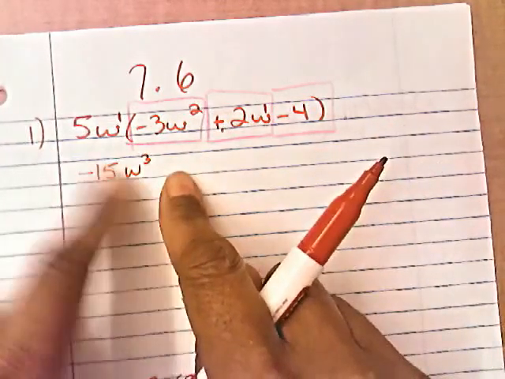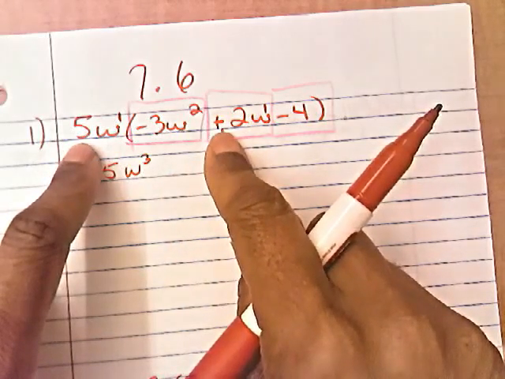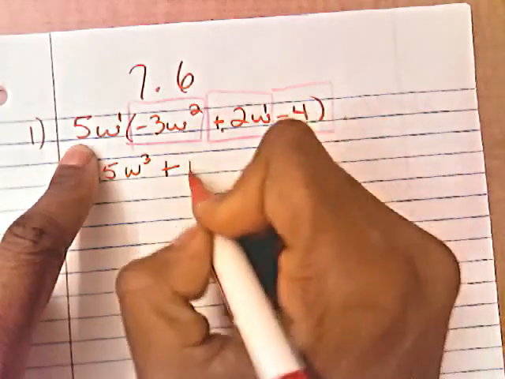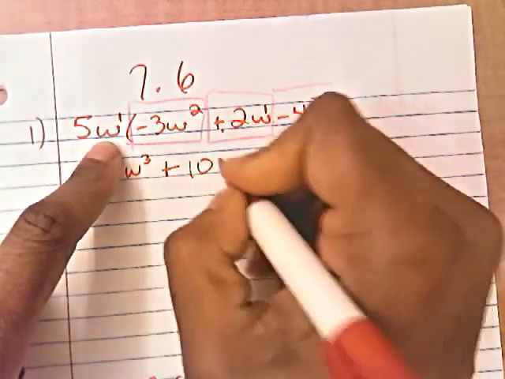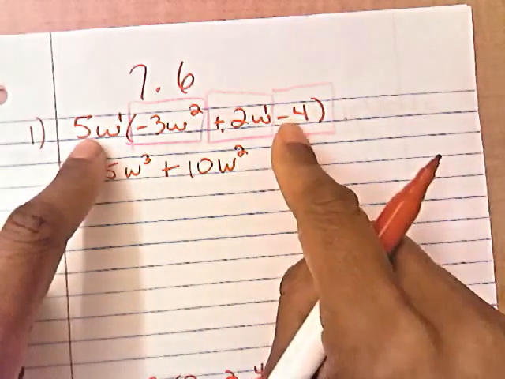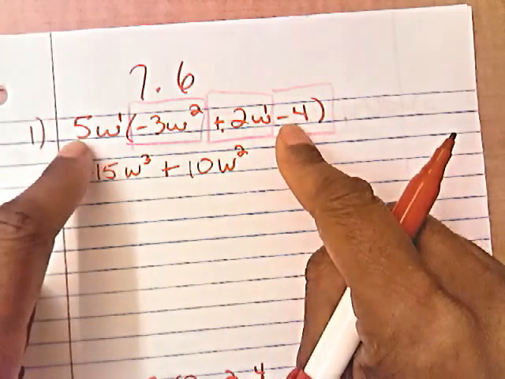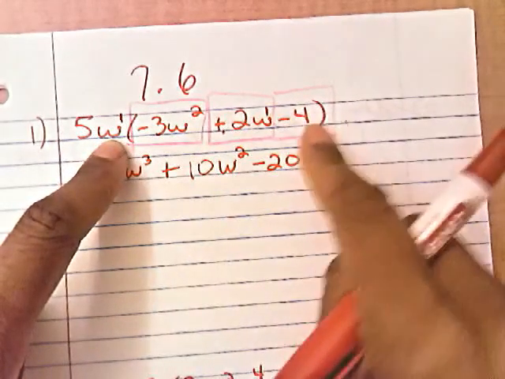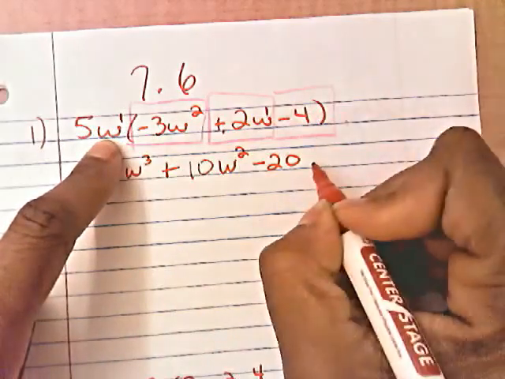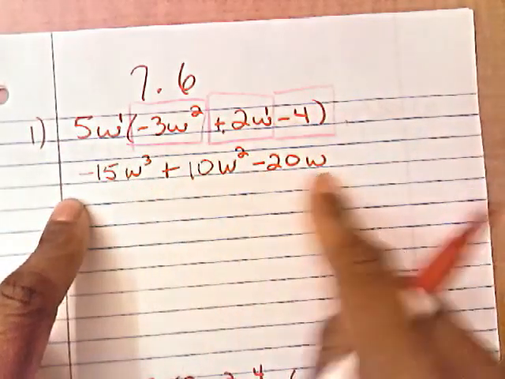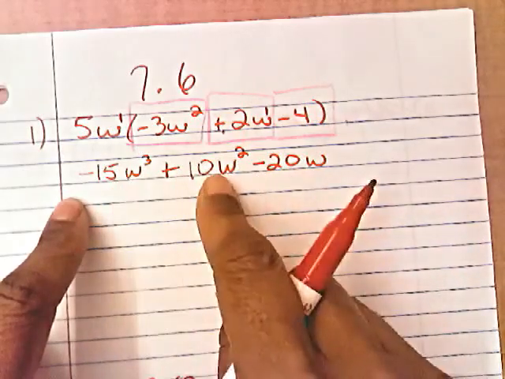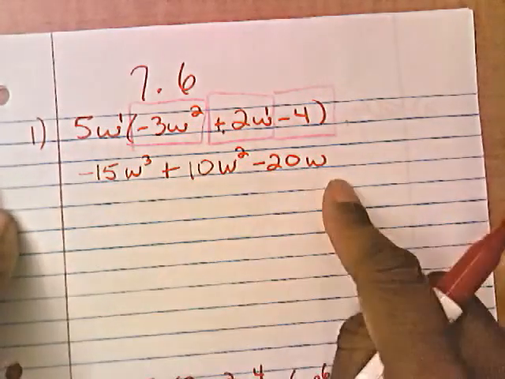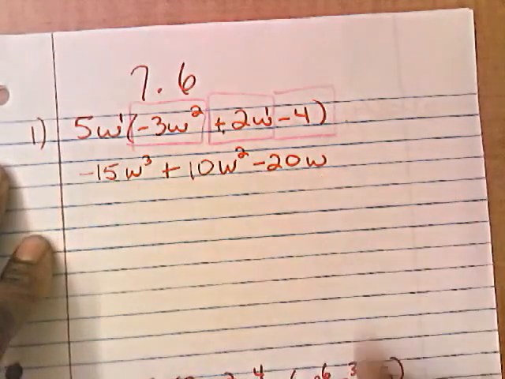I'm not going to put my sign yet. I'm going to look to see what I have. I have a positive. Positive times a positive is going to be a positive. So that's 5 times 2 is 10. W1 and W1 is W2. Not putting my sign yet. I'm waiting. 5 times negative 4 is negative 20. And even though there's nothing out there, I still have this W right here. I go through and I look at it. None of them are twins, okay? So I don't have any like terms. That's what I mean by twins. That is the end of problem 1.